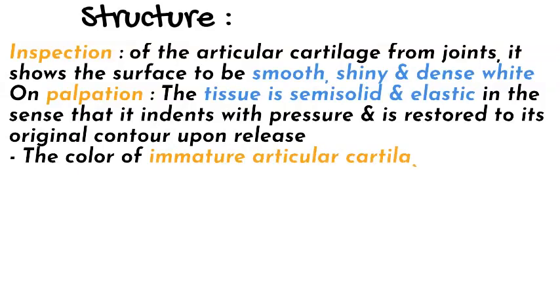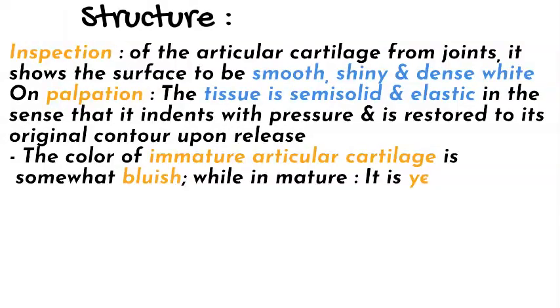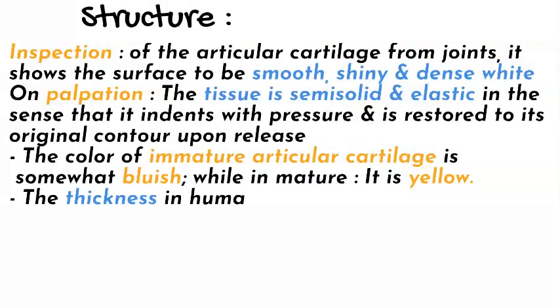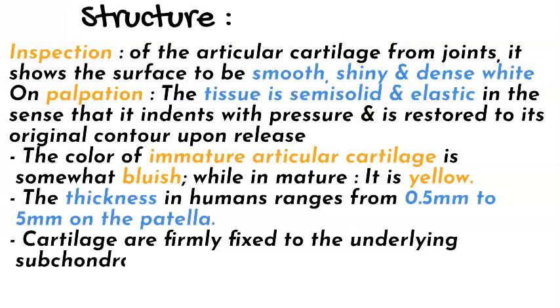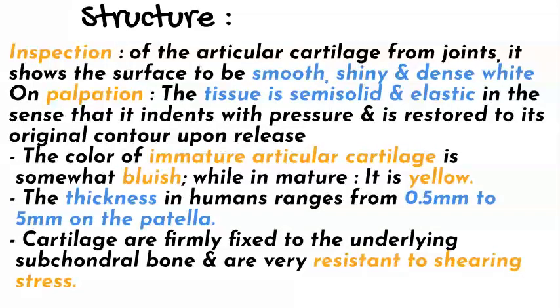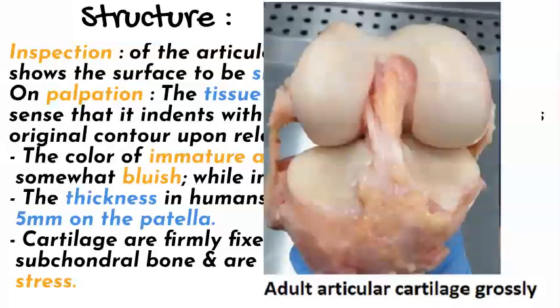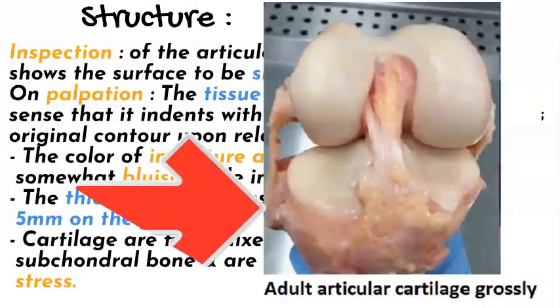The color of immature articular cartilage is somewhat bluish, while in mature it is yellow. The thickness in humans ranges from 0.5 mm to 5 mm on the patella. Cartilage is firmly fixed to the underlying subchondral bone and is very resistant to shearing stress. This picture shows an adult articular cartilage grossly.